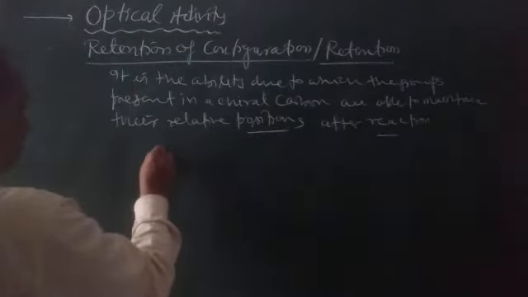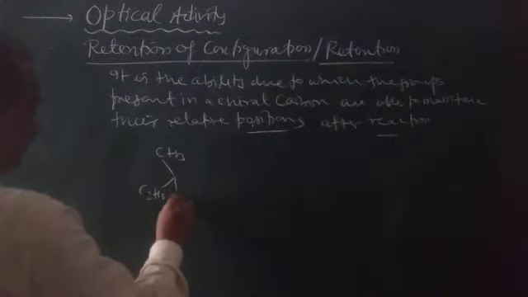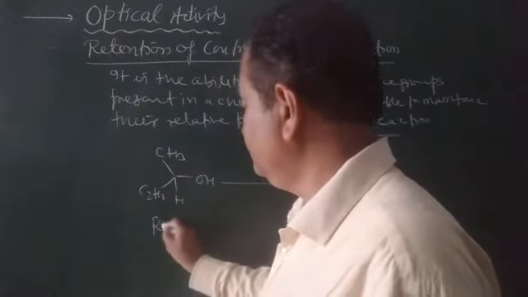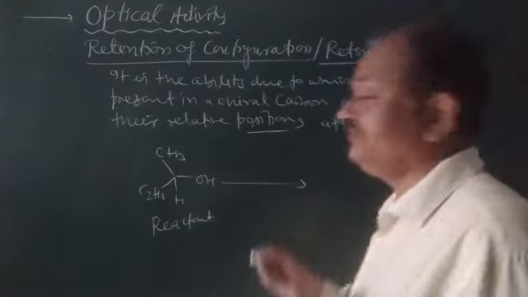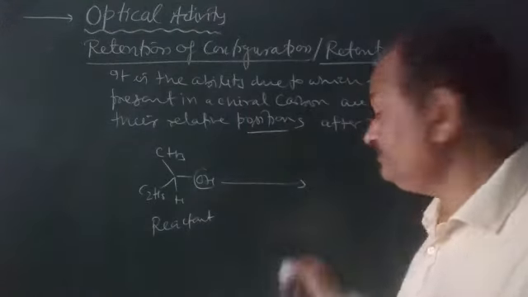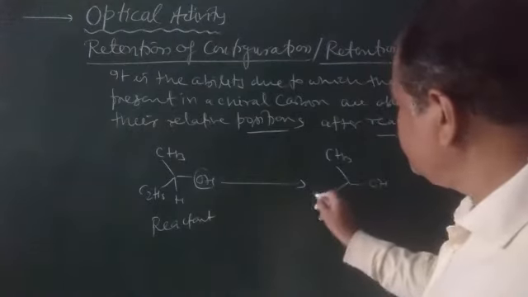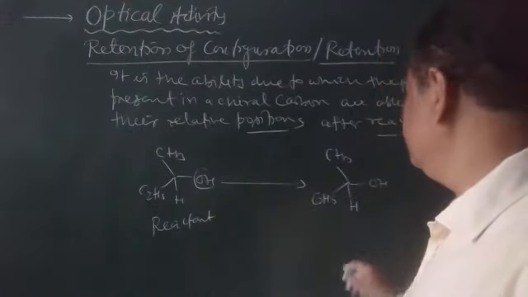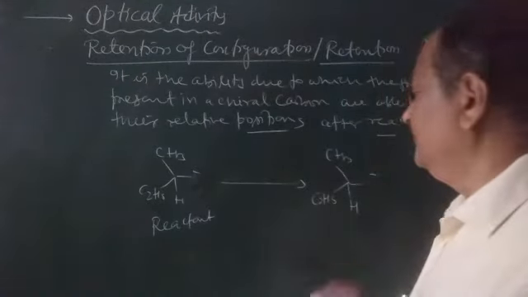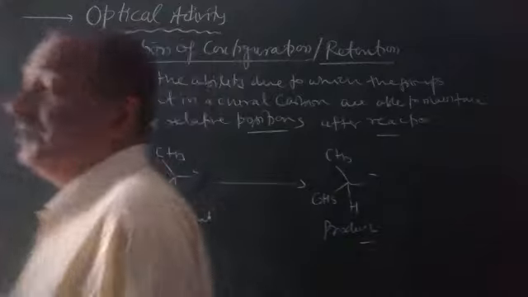See here again, if it is CH3, here it is C2H5, and here H, and here it is OH. So this is the reactant, and if there is any attack of nucleophile or anything, and the groups are again at the same position in the product, this is said to be retention.